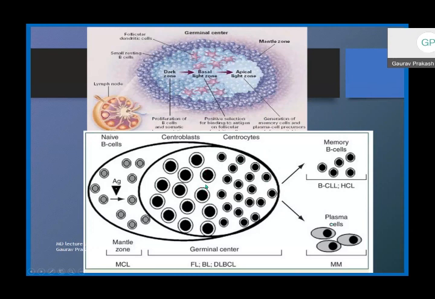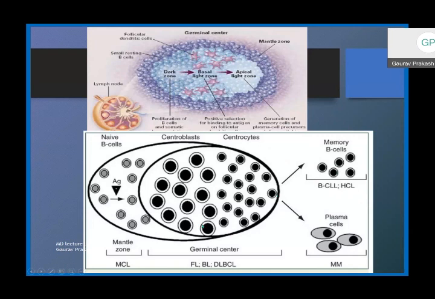This concept is very important for you to understand, because a lymphocyte at each stage can give rise to a different kind of malignancy. Like in the mantle zone, they produce mantle cell lymphoma. If it is a plasma cell, multiple myeloma. If it is a memory B cell, they produce either CLL or hairy cell leukemia. I think there is another lecture lined up for CLPD. We will focus on this in that lecture.